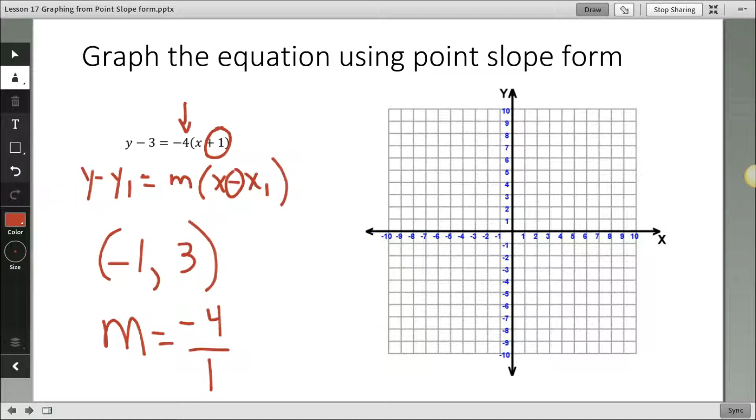So to plot this, we are going to plot our first point, negative 1, 3. So negative 1, 3 right there. And then we're going to use the slope to find some other points. So we're going to go down 4, right 1. Let's make this a little bit smaller so you can see my first step. All right, so we're going 1, 2, 3, 4. And then we're going right 1. So that's my second point.